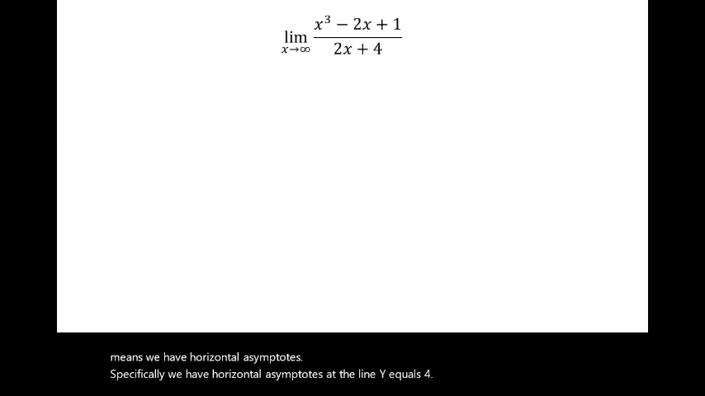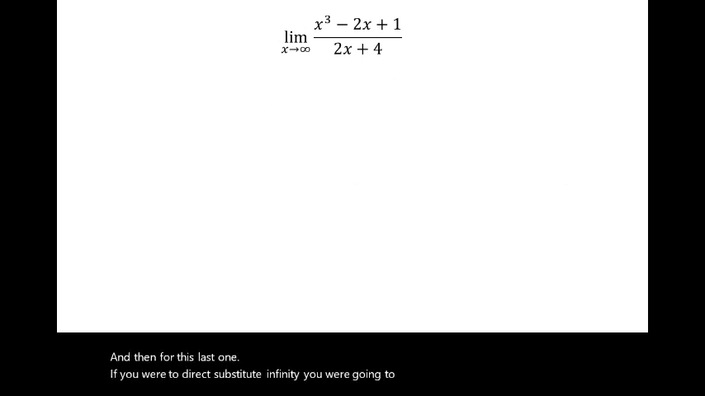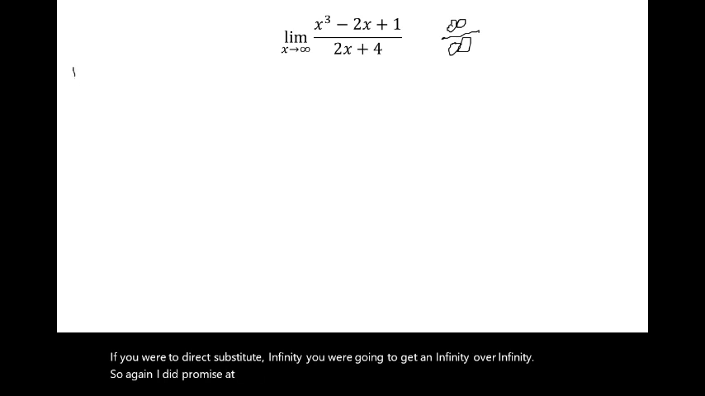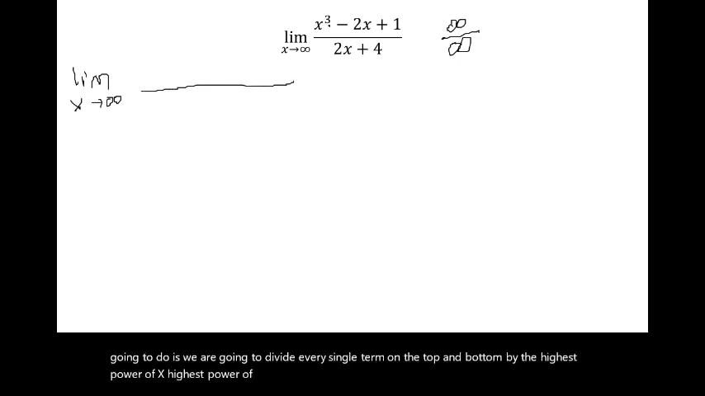And then for this last one, if you were to direct substitute infinity, you are going to get an infinity over infinity. So again, I did promise, at this point in the course, there's only one way to deal with this. So what we're going to do is divide every single term on the top and bottom by the highest power of x. The highest power of x that appears here is x to the third.